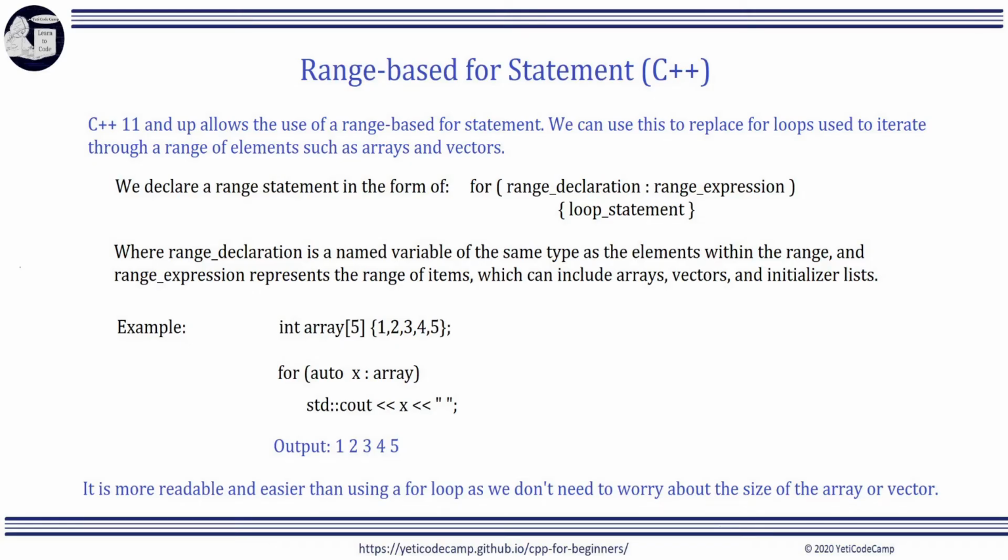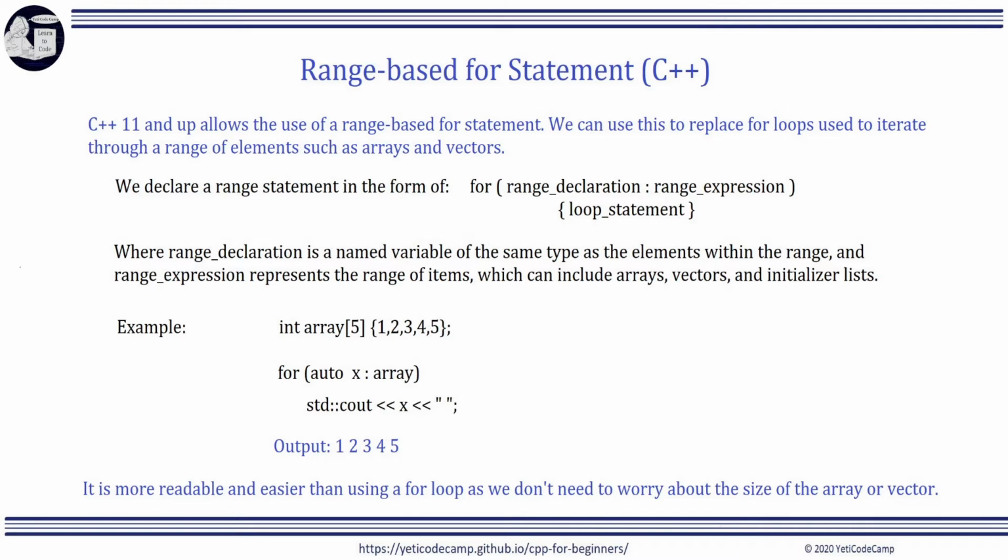So we can declare a for statement as shown on the slide. For, range declaration, colon, range expression, then our loop statement, similar to the for loops. Range declaration is a variable that will hold our values as we iterate through. And range expression is the actual range that we want to iterate through.